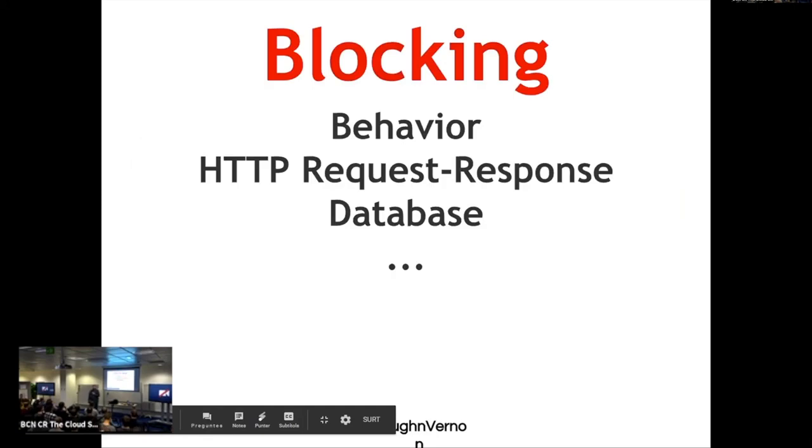We not only experience blocking in behavior, but we experience blocking with our HTTP requests and responses. We're seeing some solutions to that with some of the web servers available, the web containers and so forth that are offering some asynchronous capabilities, but we also experience a lot of blocking in our databases and just about any kind of operation that we perform. There's a much higher probability that your software will block than it will be non-blocking.